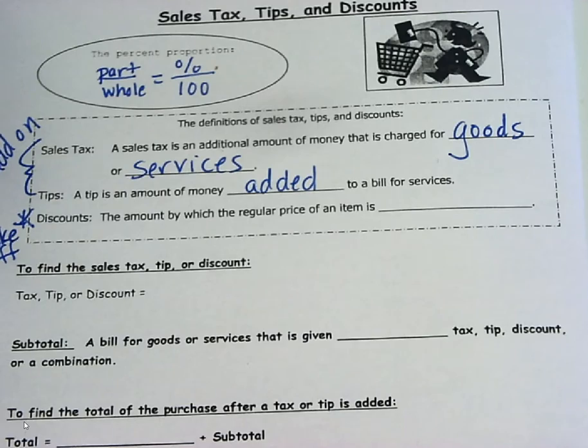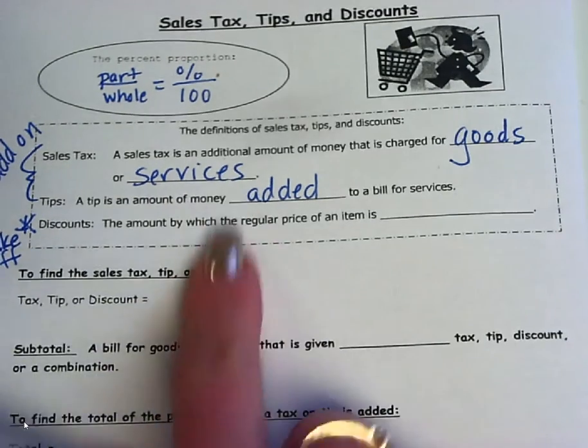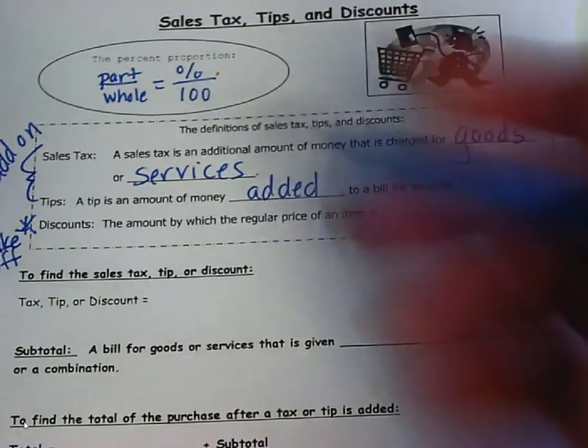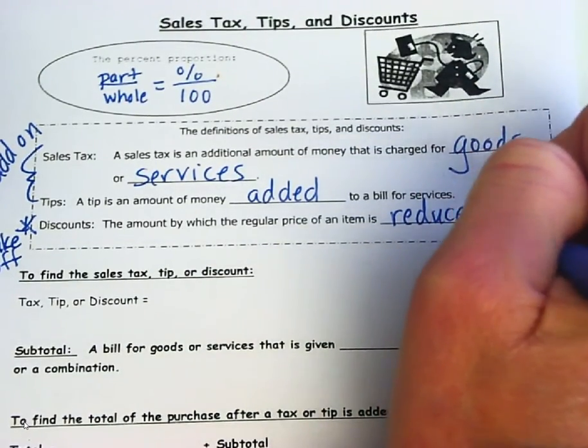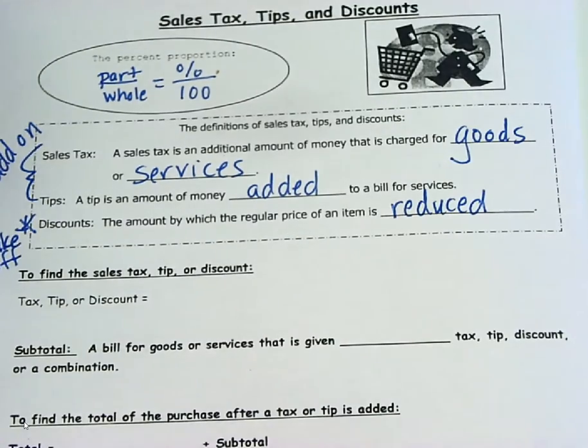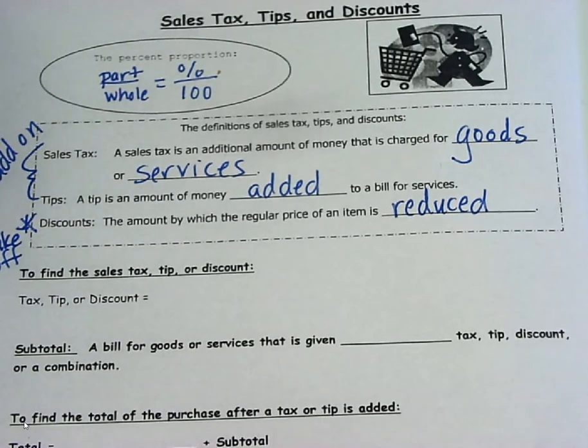So discount is the amount by which the regular price of an item is reduced. Reduced means we take something away. We take off. It goes down. The price is going to go down. So to find the sales tax, tip, or discount, you do the same thing. You find a percent of a number.